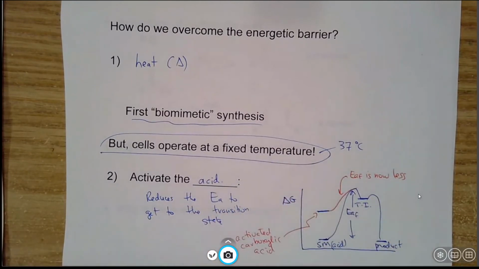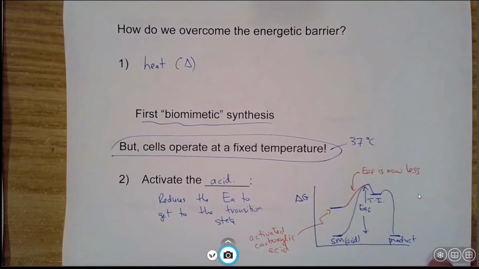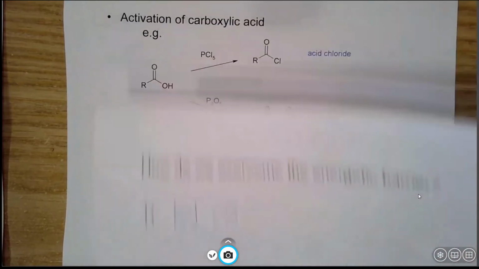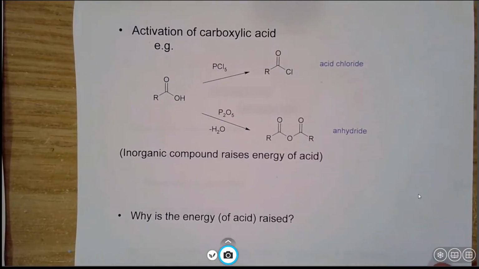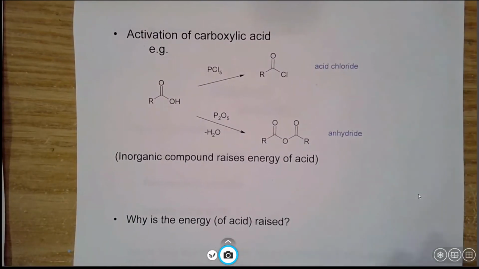Okay, so this is actually the system that biology uses, and later on we'll talk about what chemistry uses, but it's important that we understand the energetics of that. Now we're going to talk about activation of the carboxylic acid. So let's talk about a couple examples here.